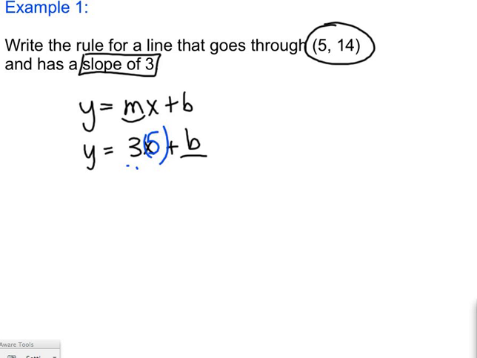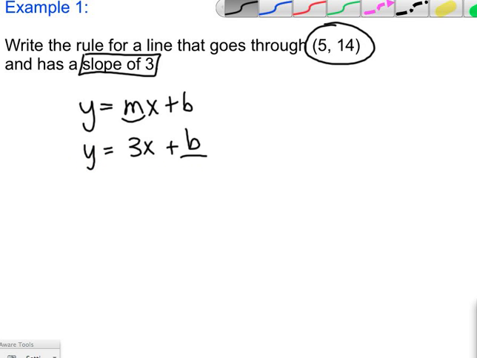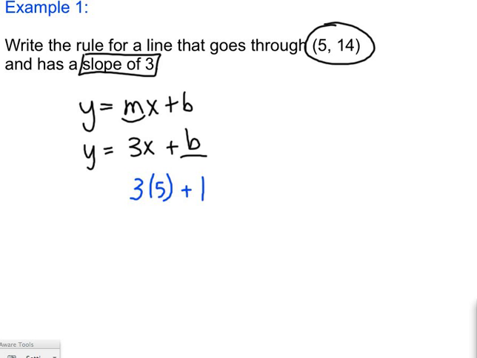This point says that if I plug in the number 5 for x, when I do the math, I should get an answer of 14. That's what that point states: if you plug in 5 to your rule, you'll get an answer of 14. So that's exactly what I'm going to do. I'm going to plug in 5 for x, so 3 will stay, 5 goes in for x. b is going to stay because I don't know what b is, and I'm going to plug in 14 for y, because I want to figure out what b has to be so that this point, 5, 14, will work in this rule that I've started.